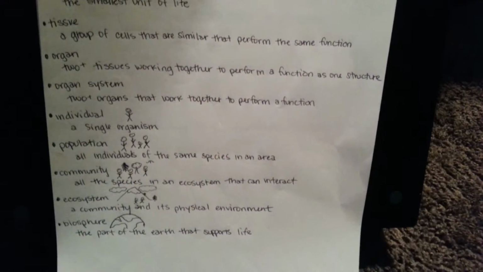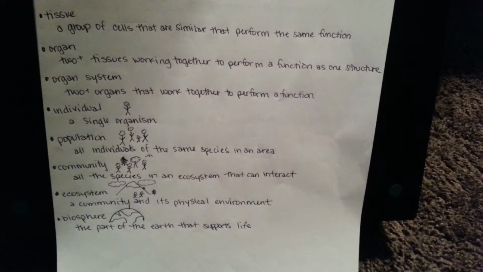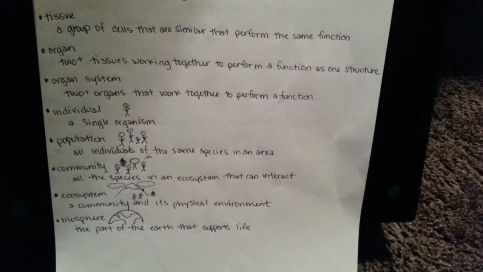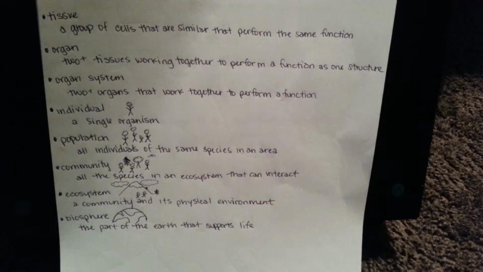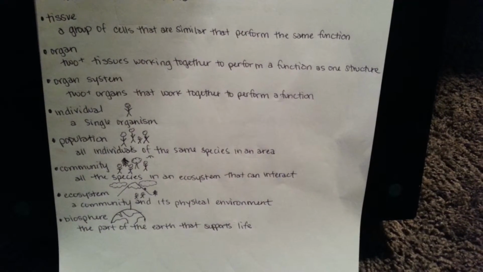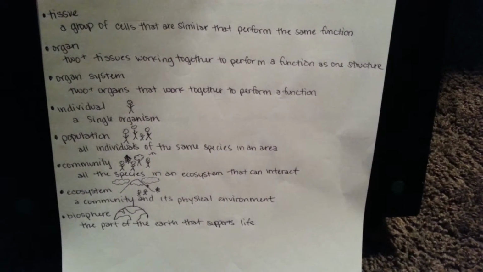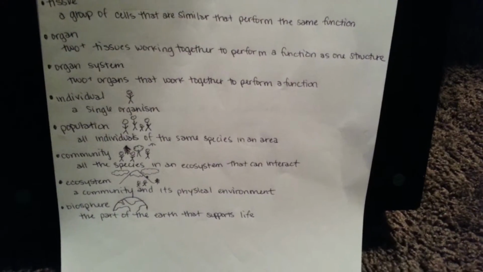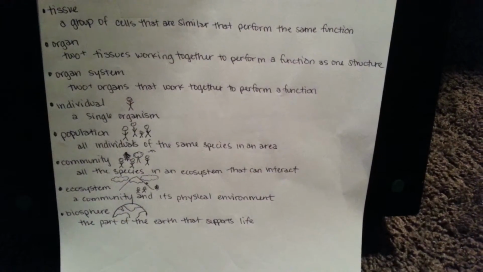An individual, which is a single organism, a population, all individuals of the same species in an area. Community, which is all the species in an ecosystem that can interact. An ecosystem, which is a community and its physical environment. And a biosphere, the part of the earth that supports life.